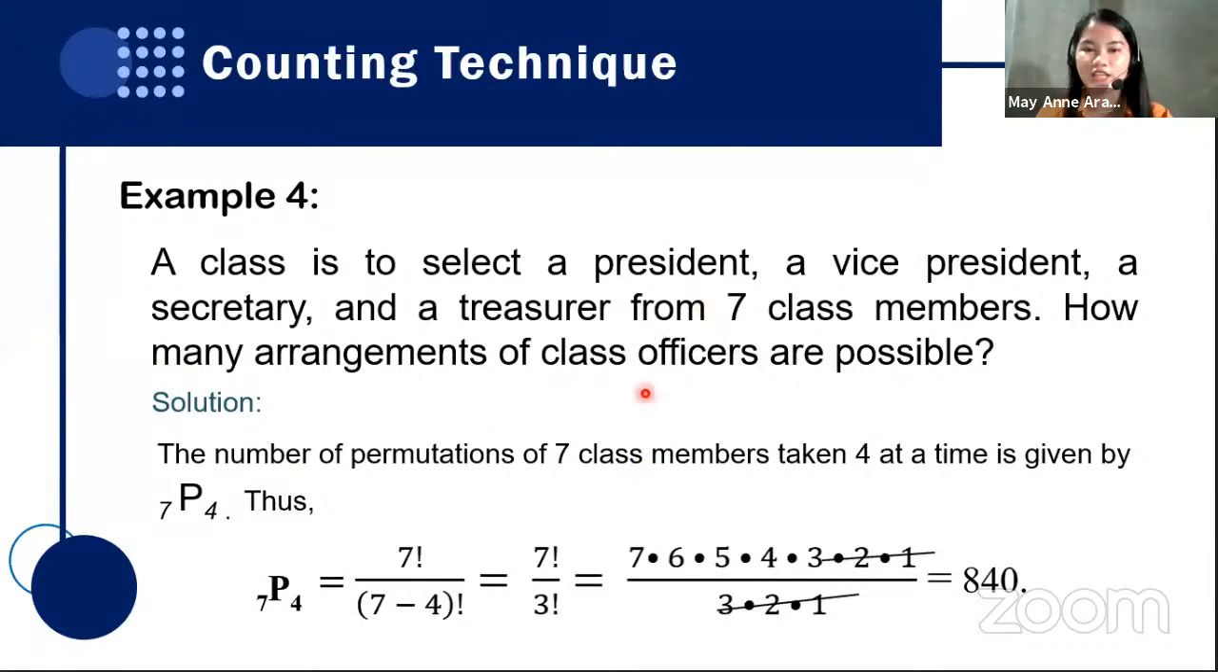Okay, pwedeng ganito lang din. Diba, you have 7 class members. Ilan ba yung positions? President, vice president, secretary, and treasurer. So, stop lang kayo dun sa kaapat. So, 7 times 6 times 5 times 4. So, pwedeng gano'n na lang. Stop lang kayo dun sa ikaapat. Oh, that is 840.